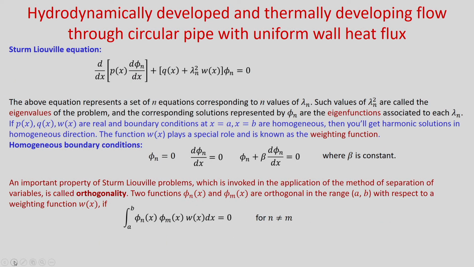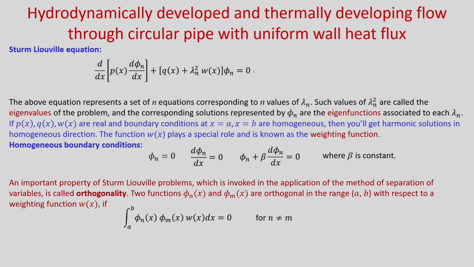Before going to the analysis, first let us consider this second order ordinary differential equation: d by dx of p dphi n by dx plus q plus lambda n square w into phi n equals 0. This is known as the Sturm-Liouville equation or Sturm-Liouville boundary value problem. Here lambda n square are known as eigenvalues and phi n is the solution of this ordinary differential equation, the eigenfunction associated with each lambda n.